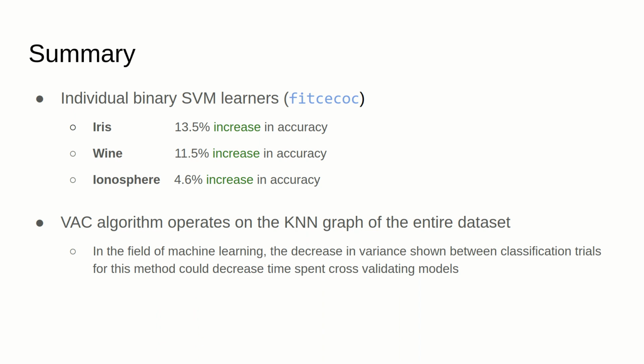And this void and cluster algorithm operates on the k-nearest neighbor graph of the entire data set. So obviously varying k for each data set can vary the results as well.